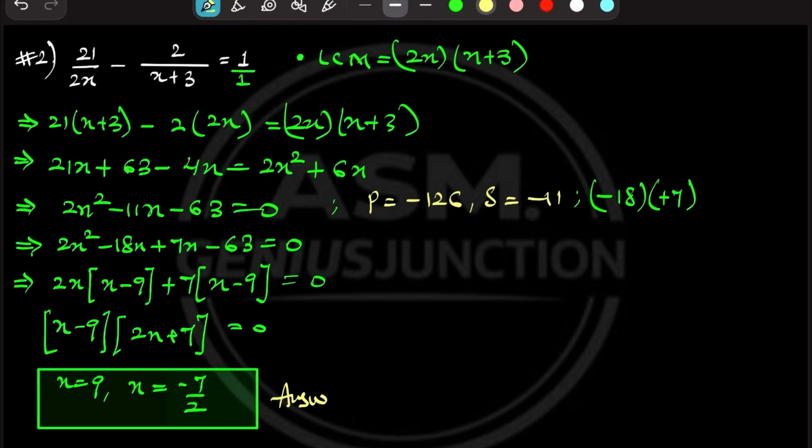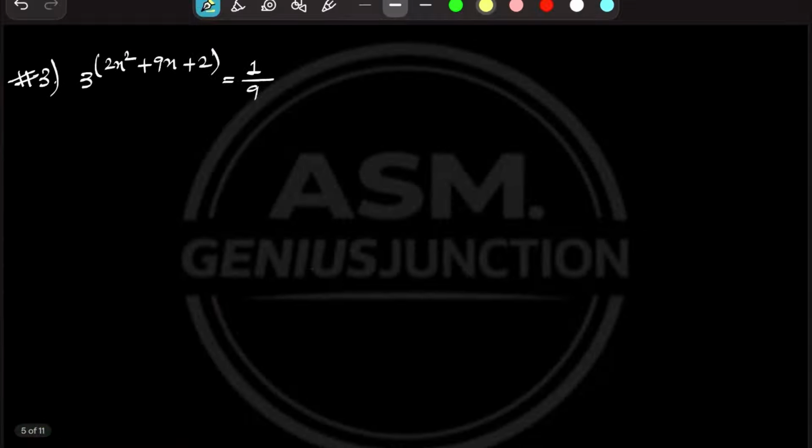So this is the solution for the given quadratic equation. Please pause the video and note down the solution. Now moving on to next question number 3 of this video of quadratics.